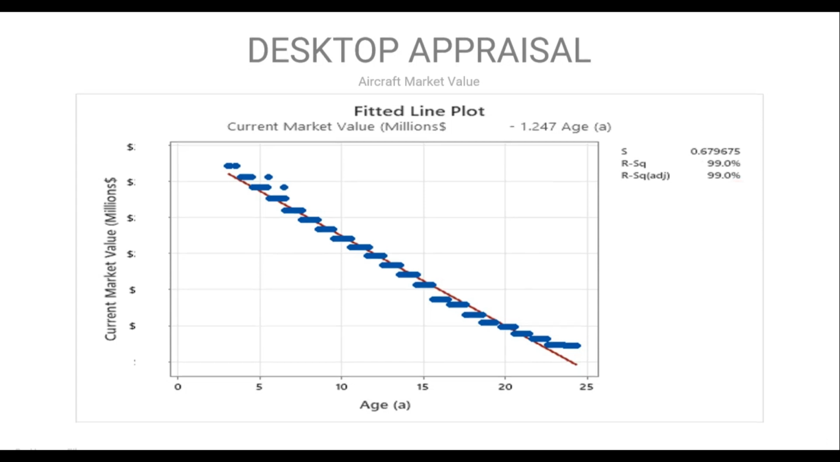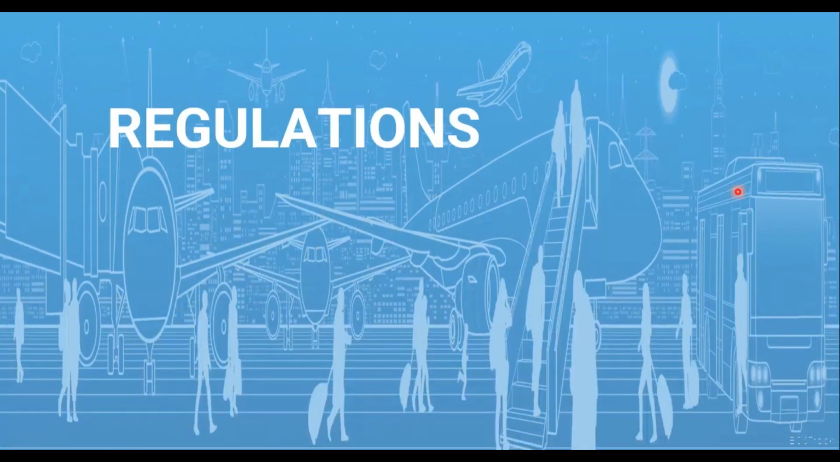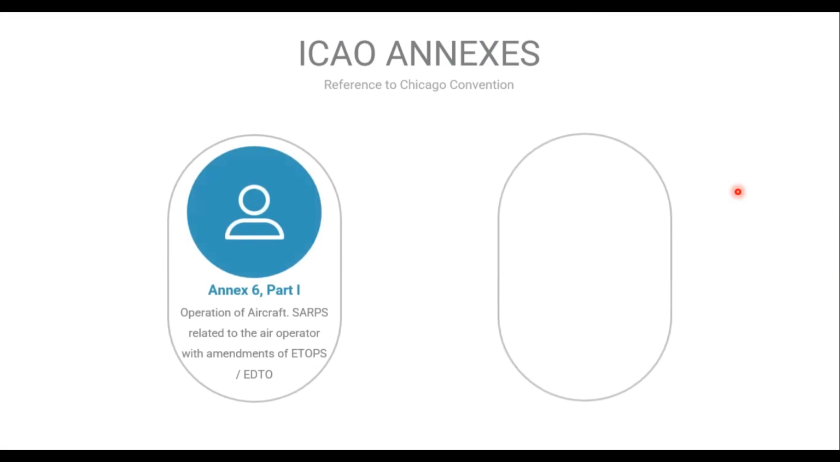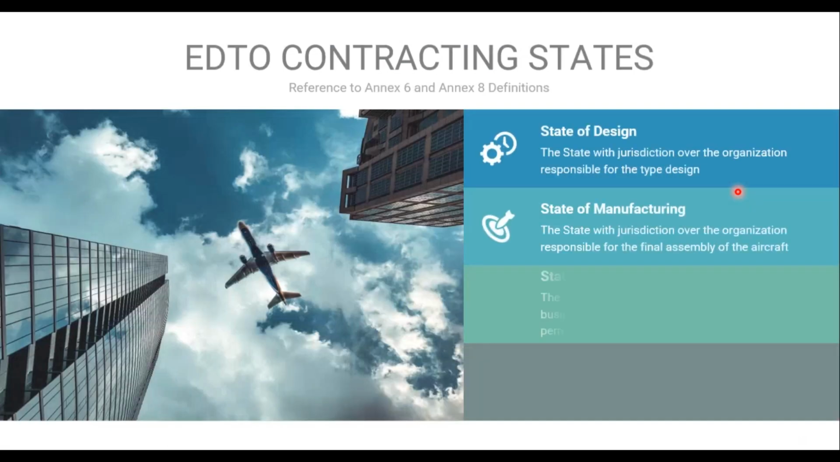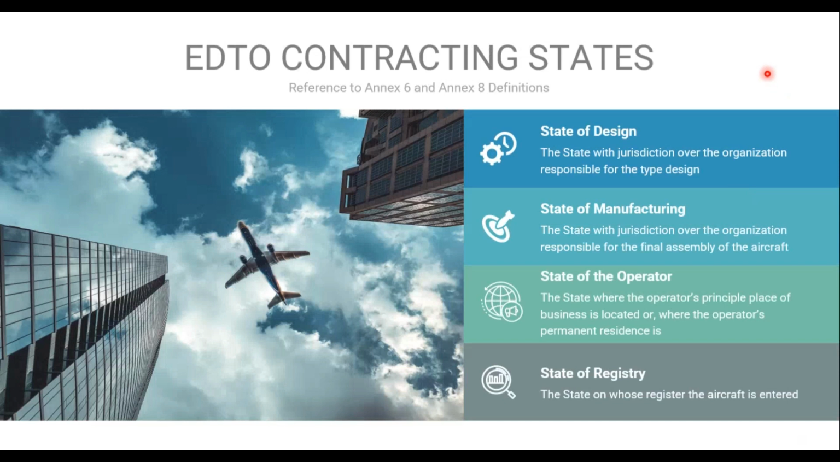You see, so I will talk about the technical factors, but before that, let's take a very, very quick glance at the regulations. We have Annex 6 talking about the aircraft operations, and we have Annex 8 talking about the aircraft airworthiness. And remember when I told you that the aircraft, whenever it is re-registered from one authority to the other, starts to lose its value.